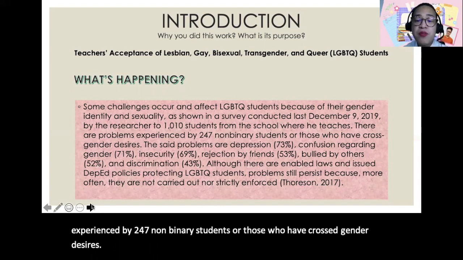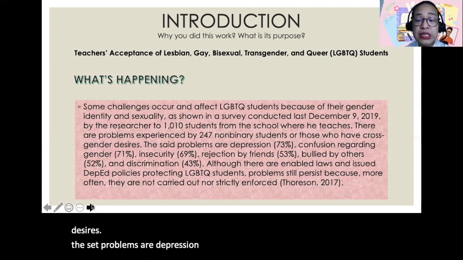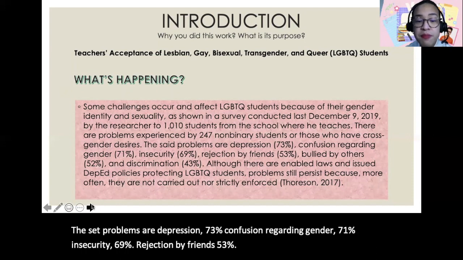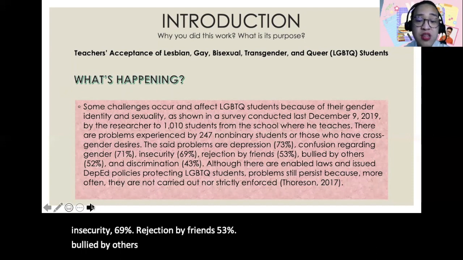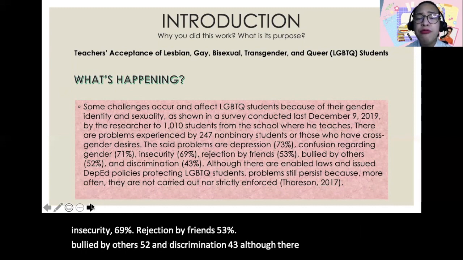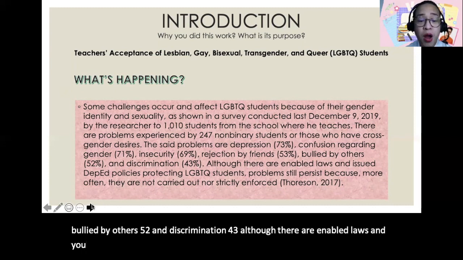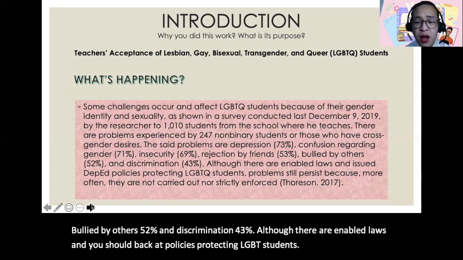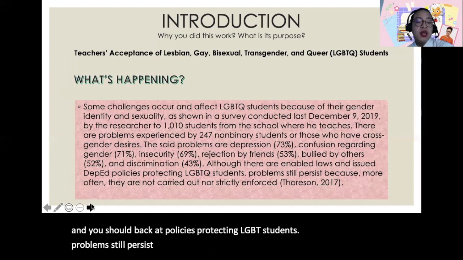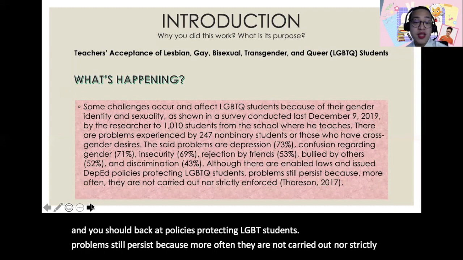The said problems are depression 73%, confusion regarding gender 71%, insecurity 69%, rejection by friends 53%, bullied by others 52%, and discrimination 43%. Although there are enabled laws and issued policies protecting LGBT students, problems still persist because more often they are not carried out nor strictly enforced. Torrison, 2017.